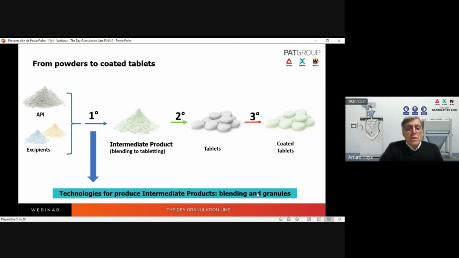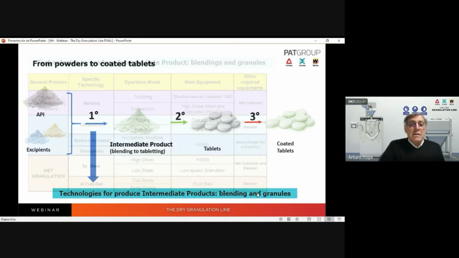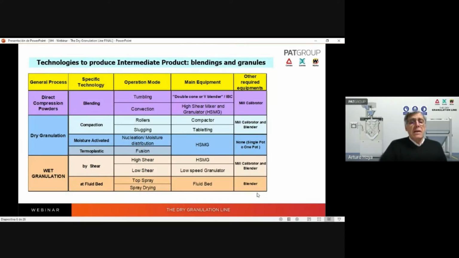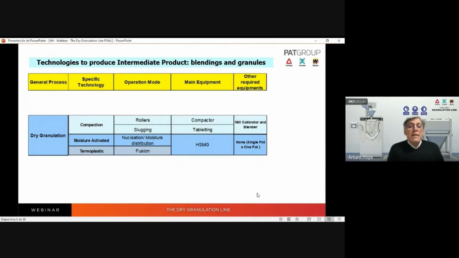But the technologies to produce intermediate product, blending or granules, are these. Remember, this is the main table that shows the general process, the main process of producing intermediate product: the direct compression, the dry granulation, and wet granulation. Direct compression was presented in the third webinar. Wet granulation was presented in the second webinar. And today we'll see this, dry granulation.